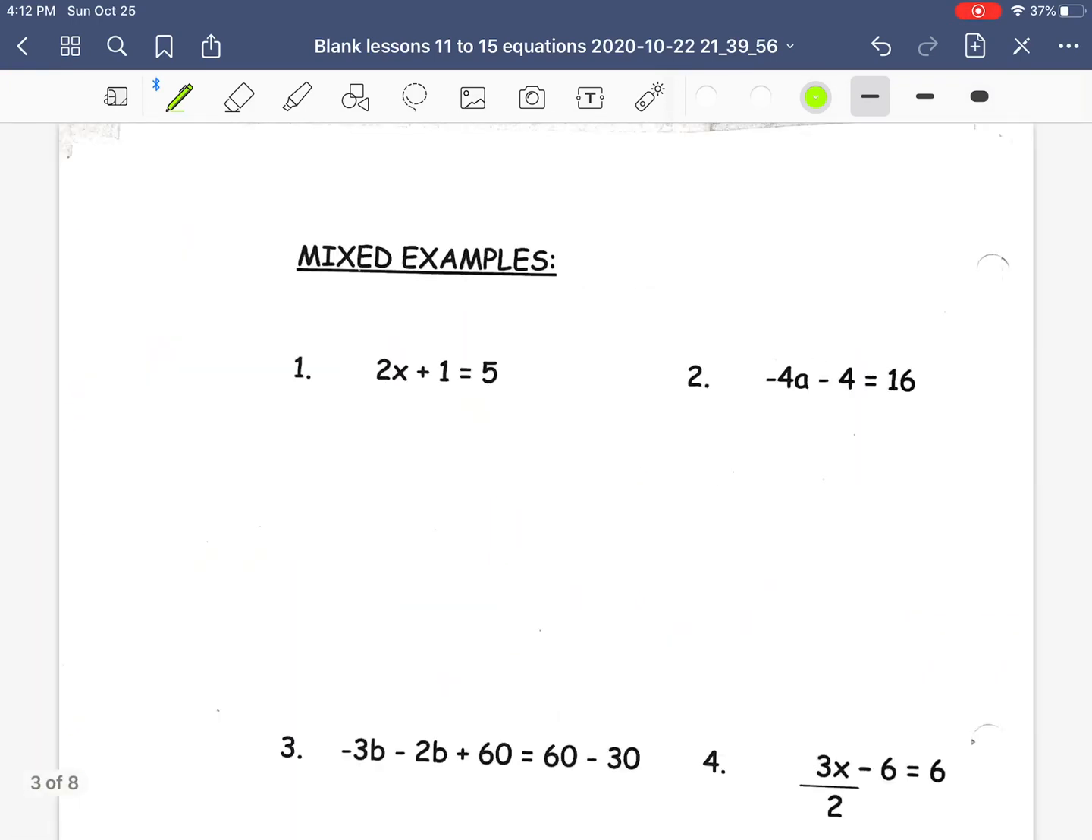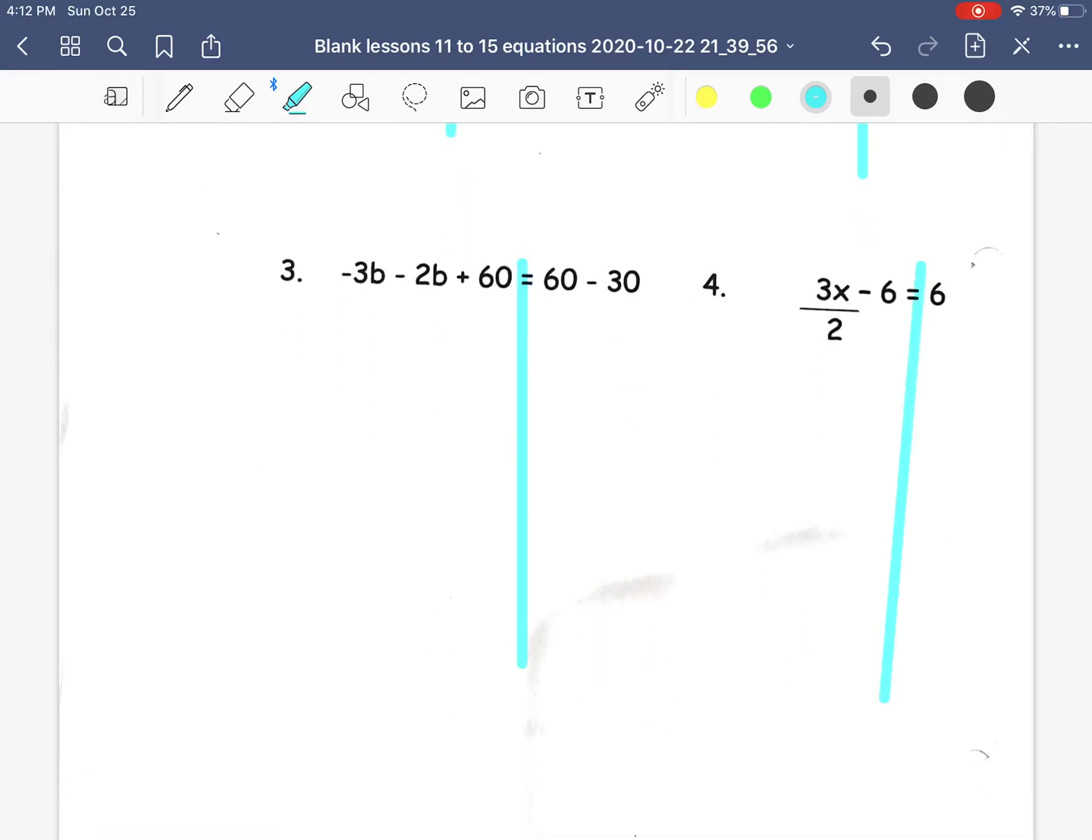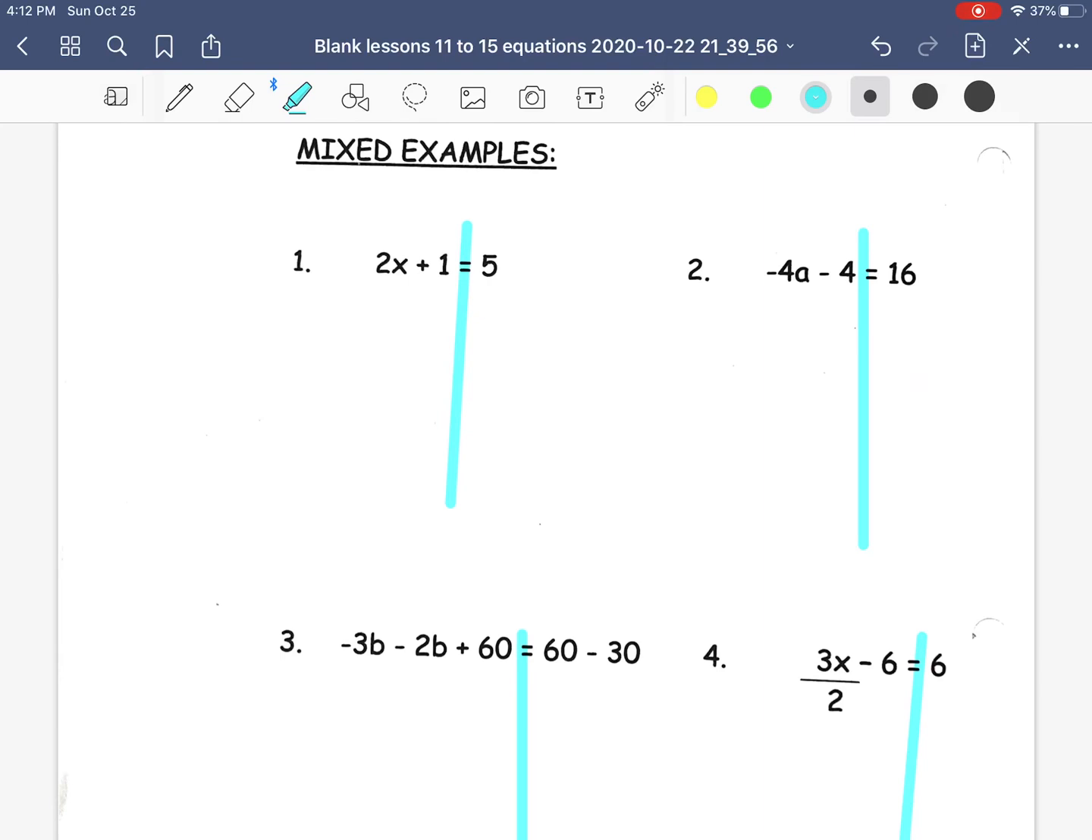Now there is a third page to this lesson. Again, here I'm just going to put my highlighter as straight as possible. And I'm going to start. Now these are double steps. So these ones happen to be 2 steps. You do have a little trick.